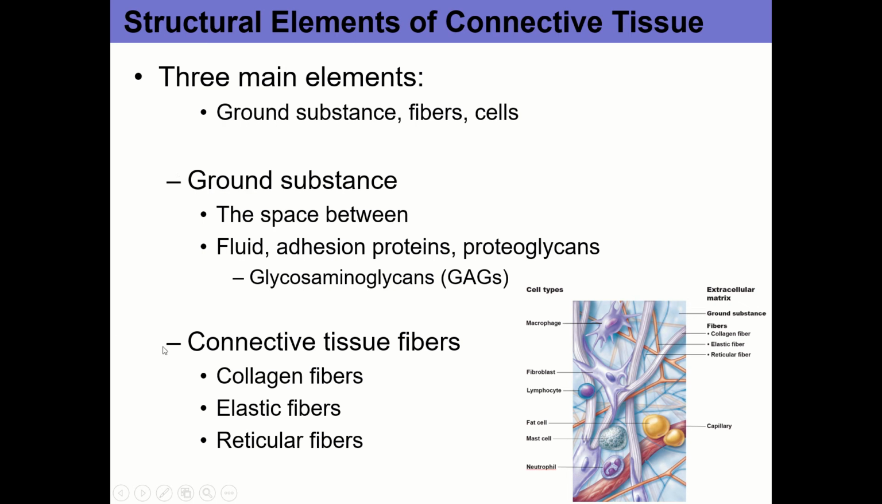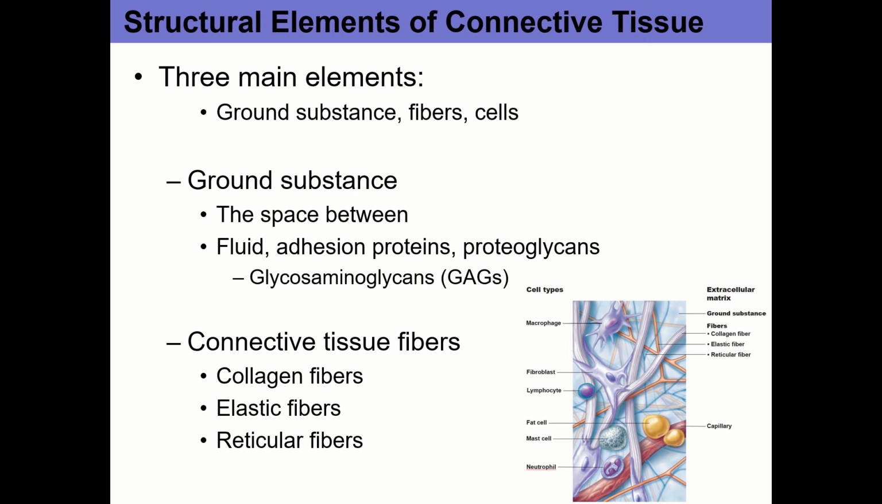The second element then are the connective tissue fibers. There are three fiber types: collagen fibers, elastic fibers, and reticular fibers. Collagen fibers are essentially the steel cables of connective tissue. They run between cells, they run between other fibers, and they tether things together. There are different types of collagen, but I don't expect you to know them. We're not going to get into all the different types, though it'll come up in a little bit because I talk about how they change across the lifespan.